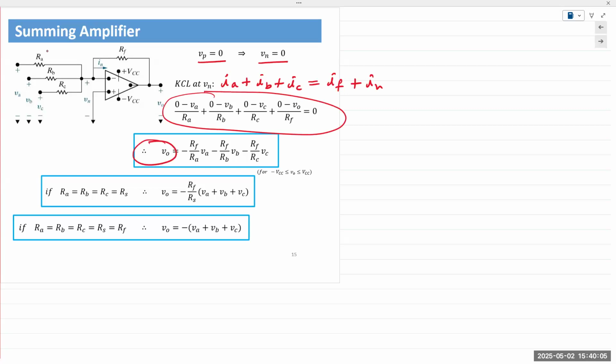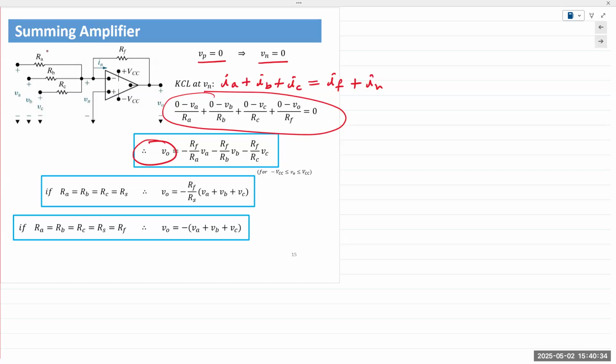We rearrange the terms to obtain VO on one side of the equation. When we obtain VO on one side of the equation, we see on the right-hand side, each single component at the input is summed up. We have RF over RA times VA, then you have RF over RB times VB, and you have RF over RC times VC.